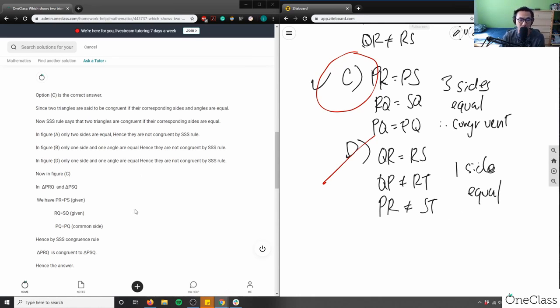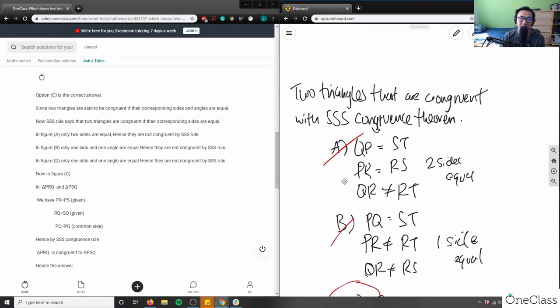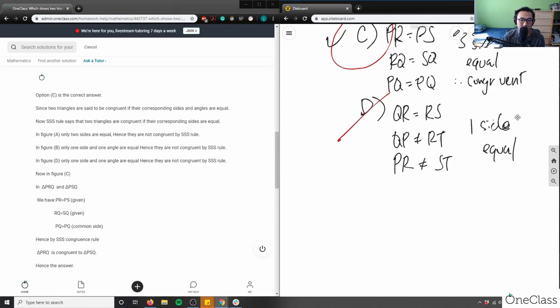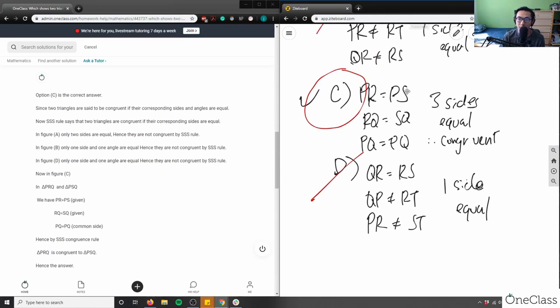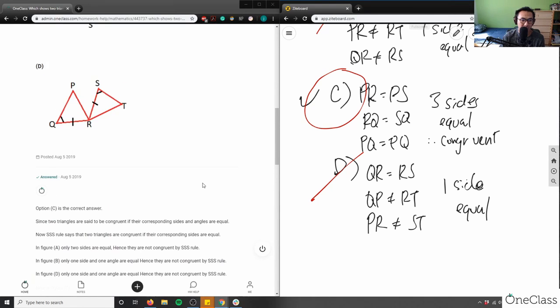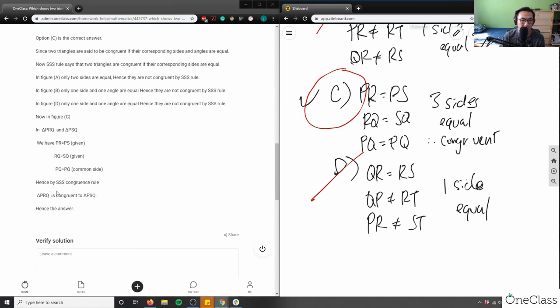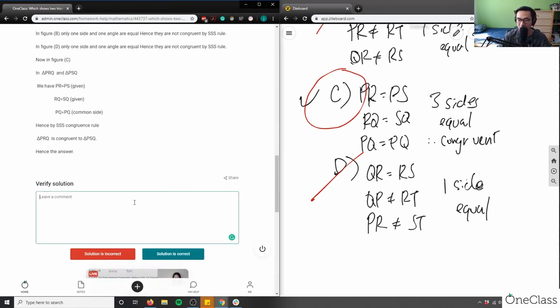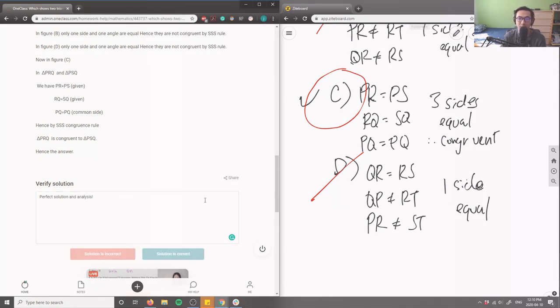I didn't choose to focus on the angles here, but they did, which is even better, because SAS, for example, is also a congruency theorem. But I chose to focus on the sides because the question asked about the side congruence theorem. Therefore, these two triangles are equal, so I have option C. PRQ is congruent to PSQ, and that's what they have here, hence the answer. This is a perfect step-by-step solution and analysis. Sweet. That's correct.